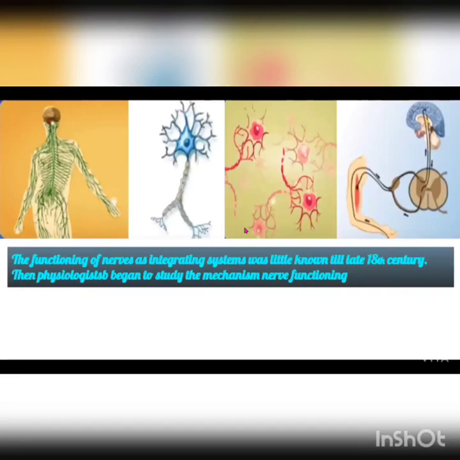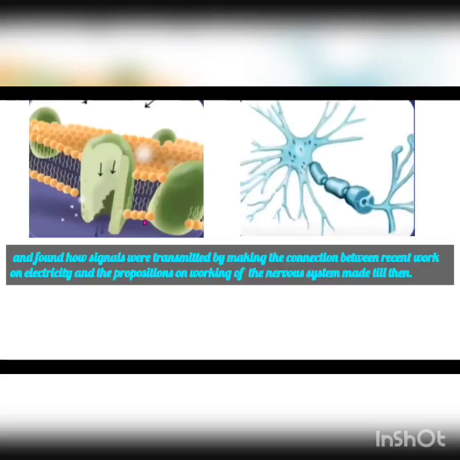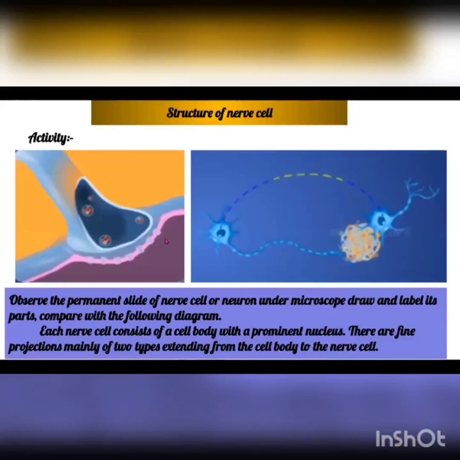The functioning of nerves as an integrating system was little known till the late 18th century. Then physiologists began to study the mechanism of nerve functioning and found how signals were transmitted, by making the connection between recent works on electricity and the propositions on the working of the nervous system made till then. This is the second activity, structure of nerve cell.